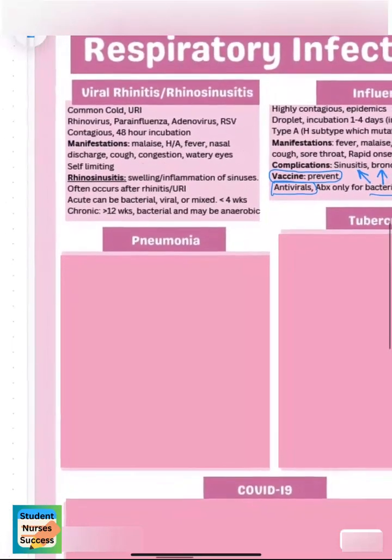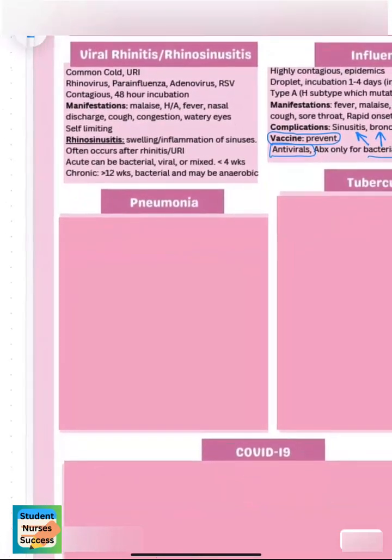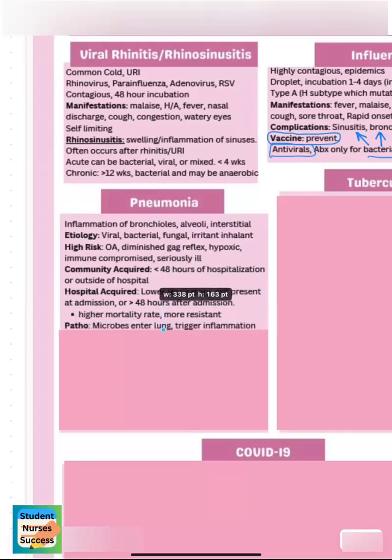Let's move on since we kind of started talking about pneumonia a little bit as a complication of flu. Let's go ahead and talk about pneumonia. I'm not going to give us all our information here. Let's just stop here to begin with so that we don't overload you with too much information to start. So pneumonia, the definition, is inflammation of the bronchioles, the alveoli, and the interstitial tissues. So pneumonia is a lower respiratory infection.